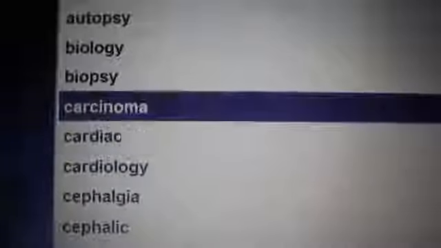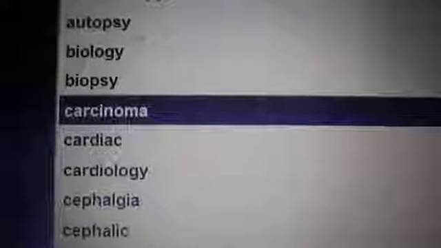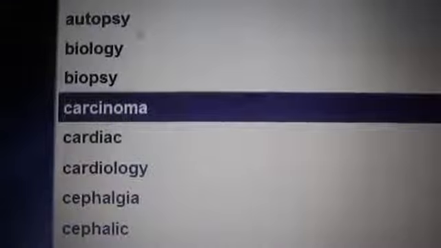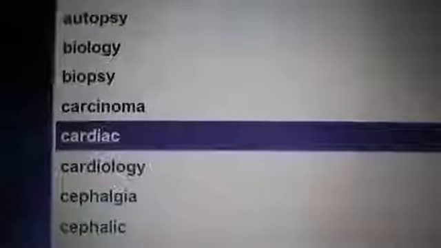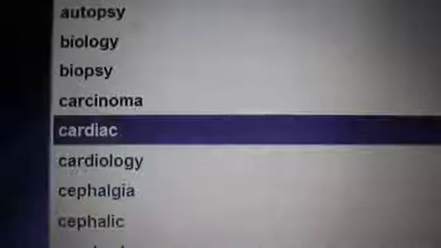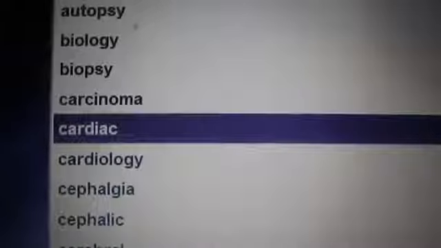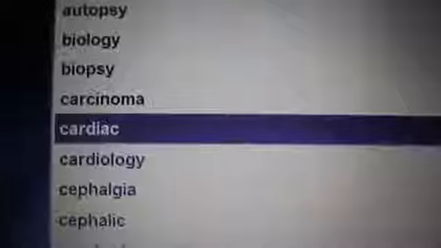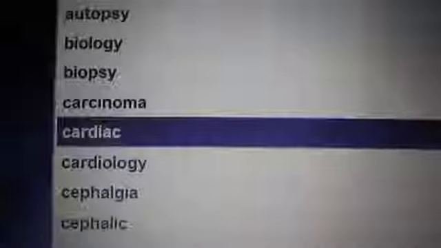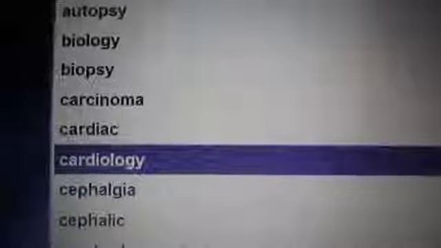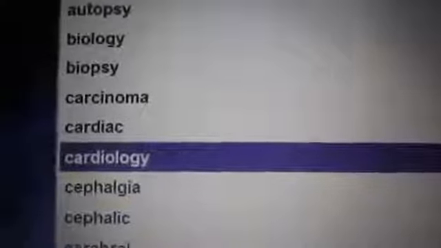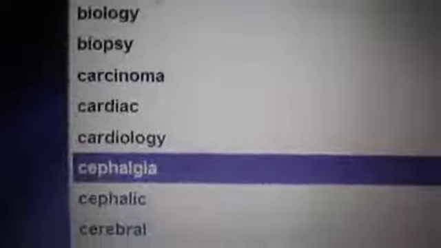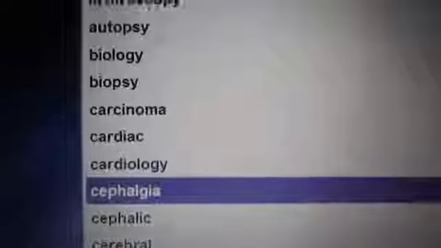Carcinoma. A carcinoma is a cancerous or malignant tumor. Cardiac. The suffix AC means pertaining to. The root cardi, C-A-R-D-I, means heart. Cardiac is pertaining to the heart. Cardiology. Cardiology is the study of the heart. Cephalgia. Cephalgia is head pain or headache.